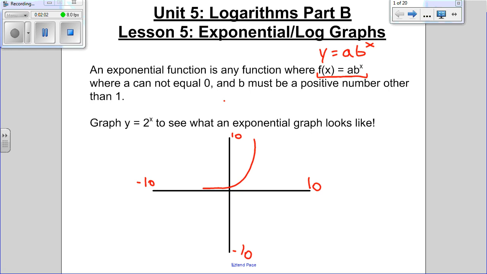If you're looking at this graph, you should notice a couple things. The y-intercept is at 1. That's about all you can really tell on this graph. You'll notice that it runs along like this, and it does go forever, and it just keeps getting closer and closer to the x-axis. It'll never touch the x-axis. So that's something important to note.